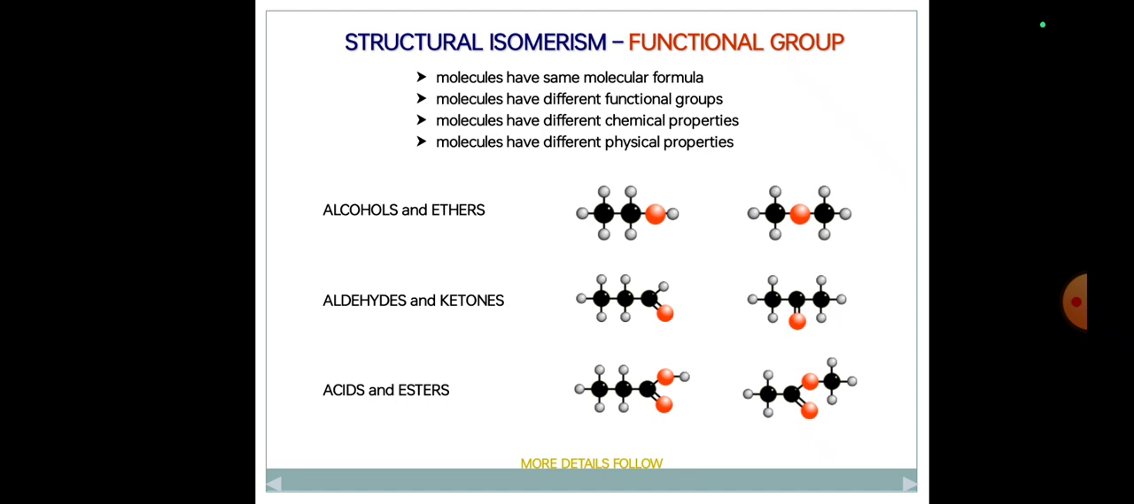Third one is functional group isomerism. These isomers have the same molecular formula. They have different functional groups. Molecules have different chemical properties and different physical properties as well. Examples are alcohols and ethers, aldehydes and ketones, acids and esters.